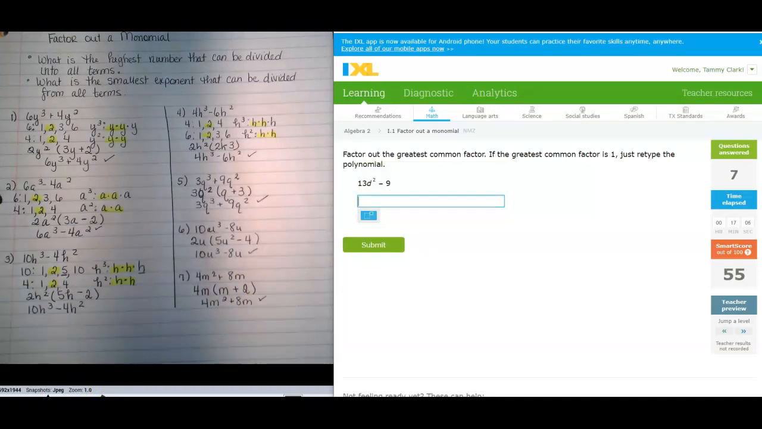13d squared minus 9. Well, here's the thing. If you think about 13, it's what we call a prime number, meaning only 1 and 13 go into 13 evenly. Well, none of those numbers besides 1 goes into 9. If we divide both by 1, we get the same answer. So notice what the instructions say. Factor out the greatest common factor. If the greatest common factor is 1, which it is, just retype the polynomial. So that's exactly what we're going to do.